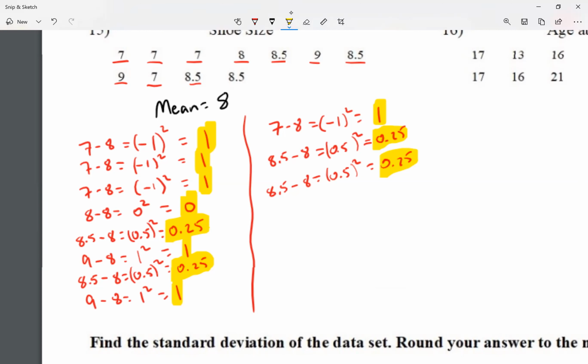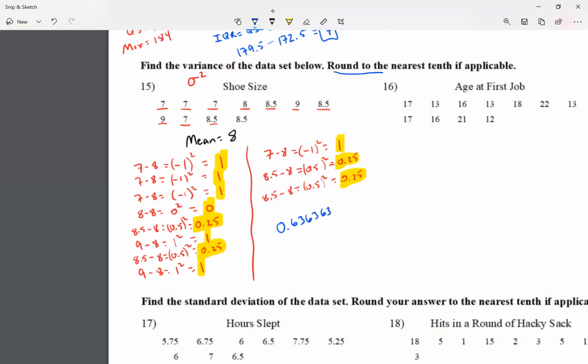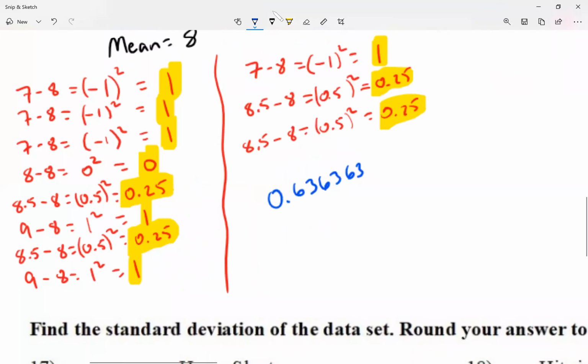Okay, so I'm going to add all my numbers. 1 plus 1 plus 1 plus 0 plus 0.25 plus 1 plus 0.25 plus 1 plus 1 plus 0.25 plus 0.25. I'm adding my numbers, and I'm going to divide this by how many numbers there are. According to my calculator, it says 0.636363636363. But now here in my answer, it says round to the nearest tenth. So only one decimal place. So I'm going to round this as 0.6.